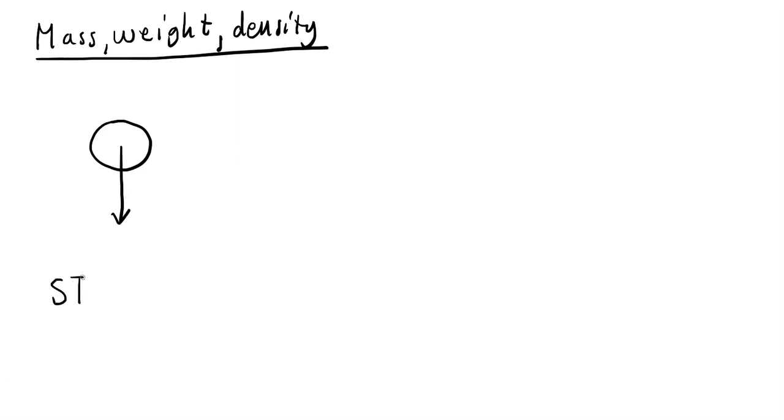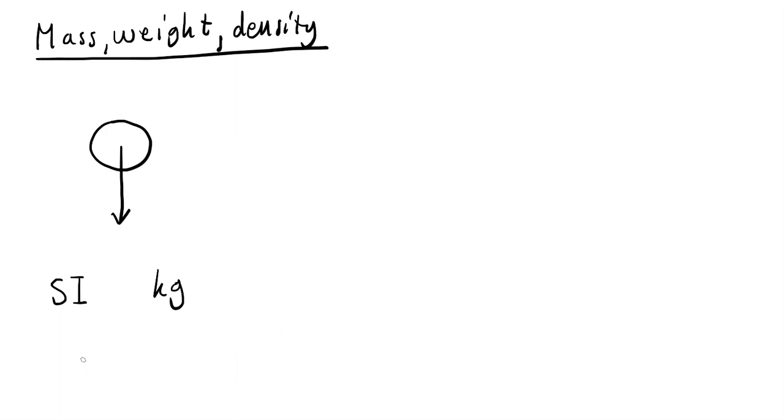The SI unit for mass is the kilogram, not the gram. And there is a prototype mass that is stored in Paris. So 1 kilogram is the weight, or the mass, of that one. But there are also more modern definitions.